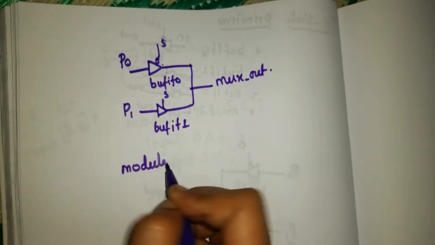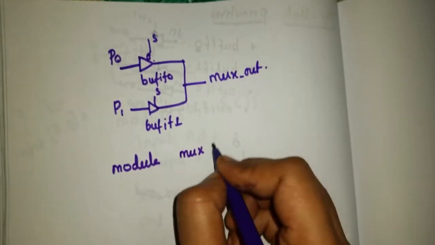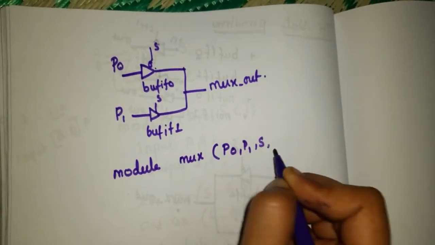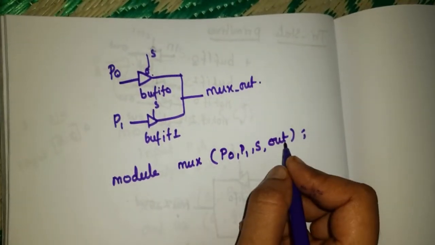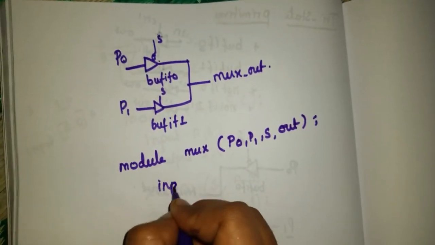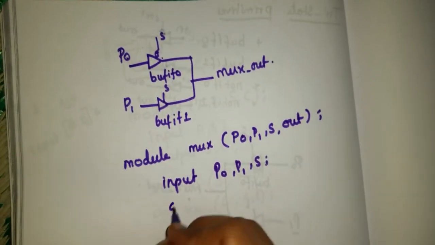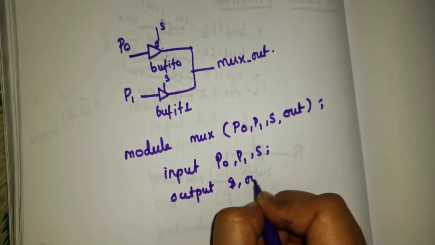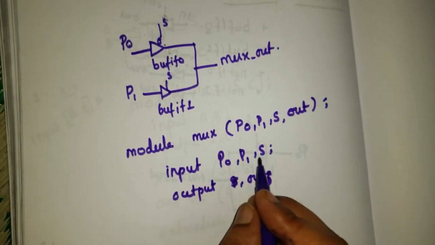So first write the module and give the module one name. Here I give mux, and declare the inputs and output: P0, P1 and control S, and also out. These are the input and output. This is the mux output. Declare the input ports P0, P1, S. Sorry, output is out. So output is out, inputs are P0, P1 and S.